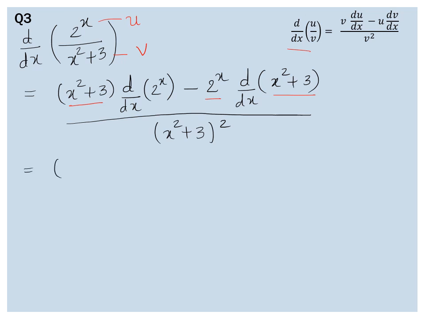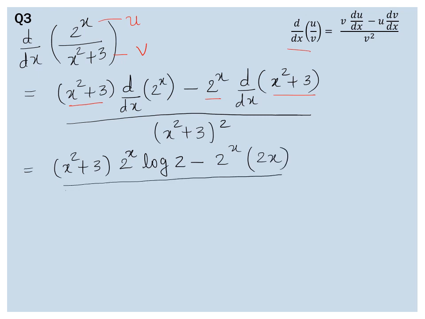Solving further, x square plus 3 as it is. Derivative of 2 to the power x, that is a to the power x, is a to the power x log a. Remember this formula. Minus this 2 to the power x as it is into derivative of x square plus 3, which is 2 into x. This whole divided by x square plus 3 the whole square.